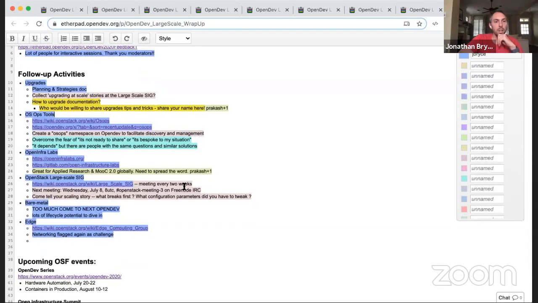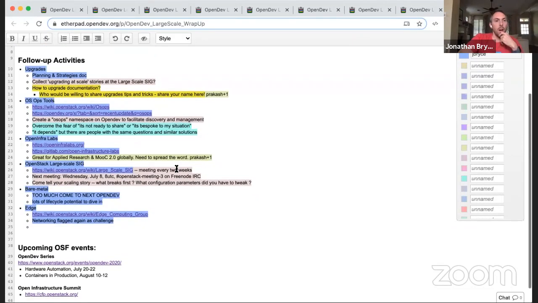Okay, let's see what else is here. OpenInfra Labs, Prakash mentioned this one, and I said I thought there were quite a few areas where the OpenInfra Labs activities could be relevant. The initial environment being built out across the Massachusetts Open Cloud universities incorporates all of the common open source software we've been talking about over the last few days.